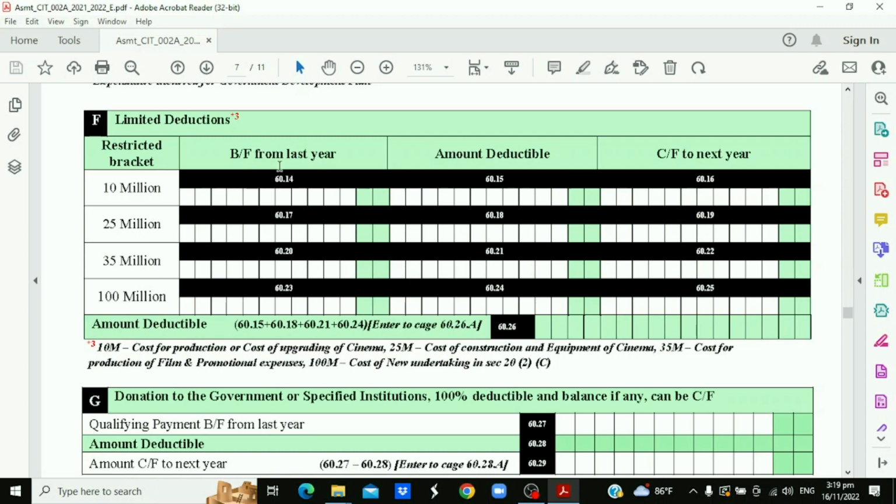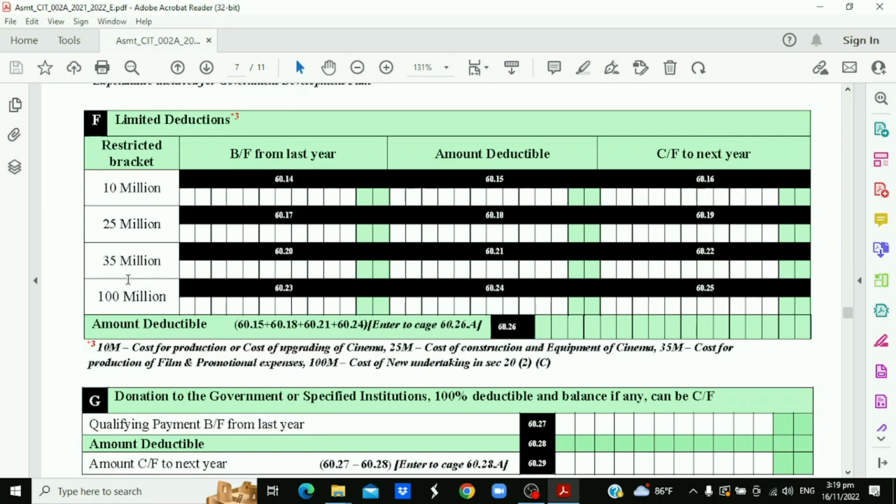And then if there's any brought forward one, we can mention it here. Then we can decide the deductible amount depending on the available amount to deduct. Then if there's any excess one, we can mention it as carry forward. Then the last one is related to new undertaking.